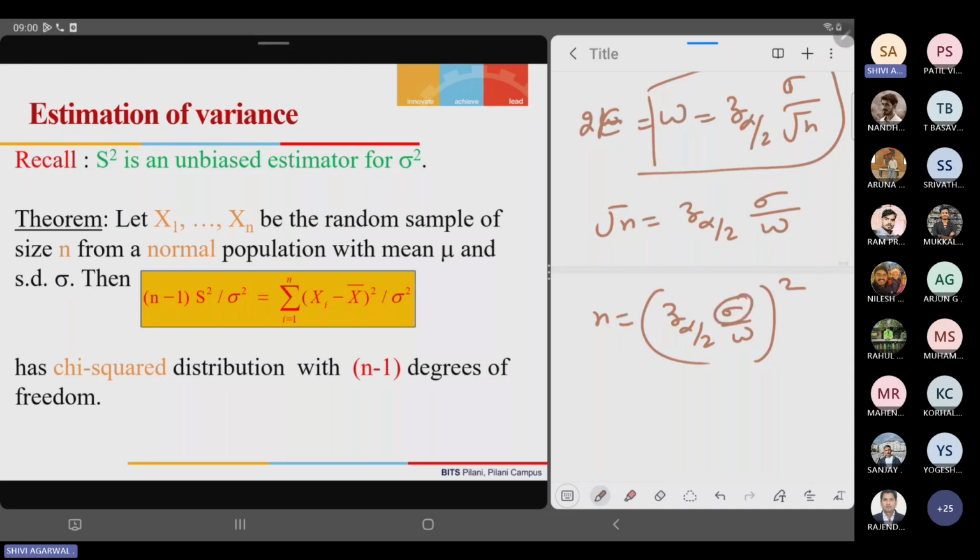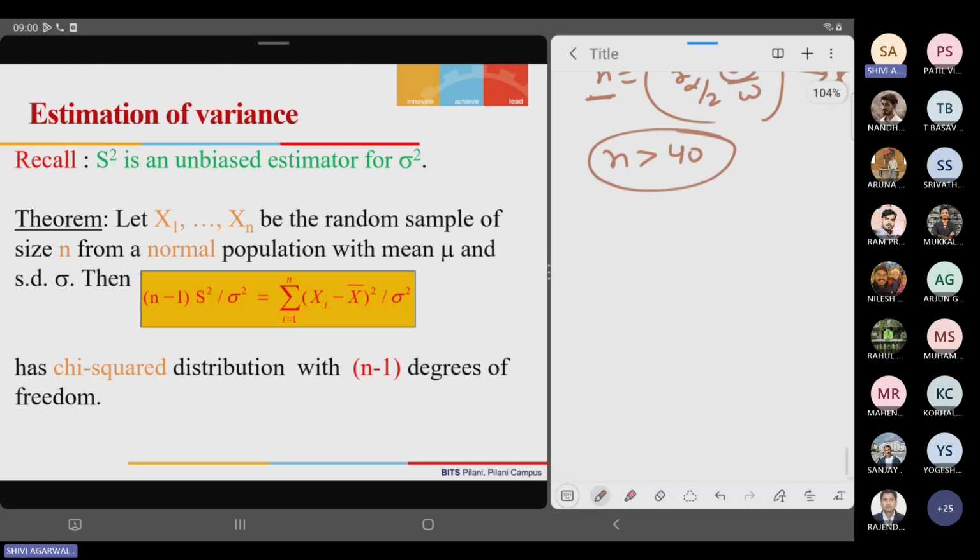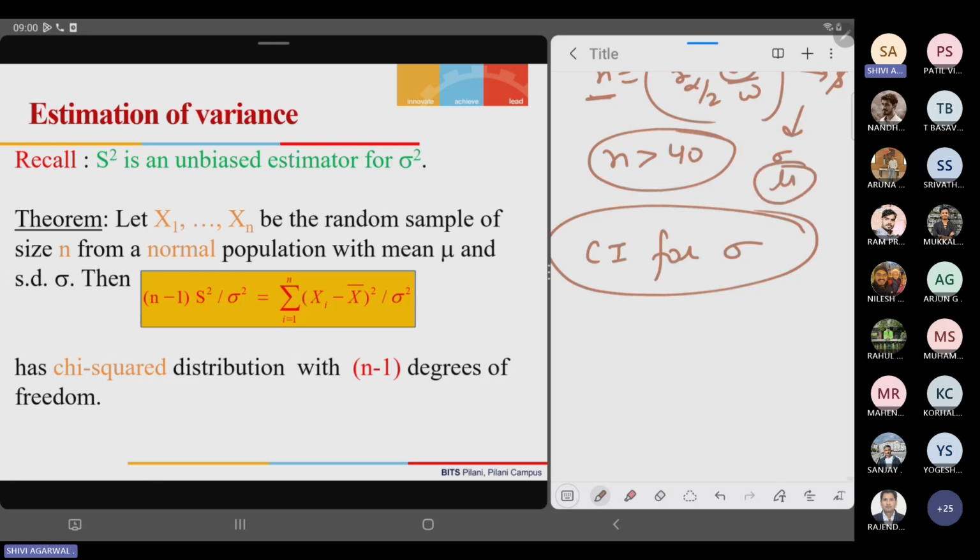If sigma is not given, we can use S, the sample standard deviation, but at that time n should be greater than 40. It is coming by the formula. Okay. Now we have done the confidence interval for mu. Now we are doing confidence interval for sigma. That is also a population parameter. Till now we have done the case where sigma is known or sigma is unknown, so we were finding the confidence interval for mu. Now we are doing the confidence interval for sigma here.